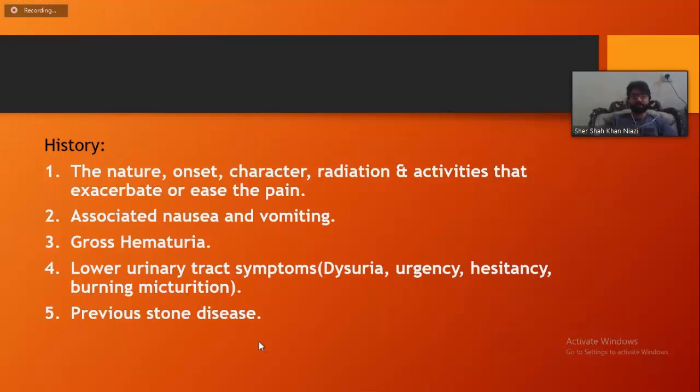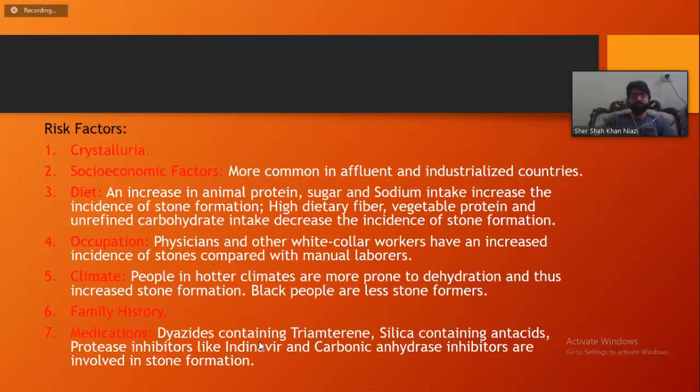So urolithiasis is more common in rich people and industrialized societies, and an increase in animal protein, sugar, and sodium intake increases the incidence of stone formation. High dietary fiber, vegetable protein, and unrefined carbohydrate intake decrease the incidence of stone formation. Physicians and other white-collar workers have an increased risk of stone formation as compared with manual laborers involved with physical activity.